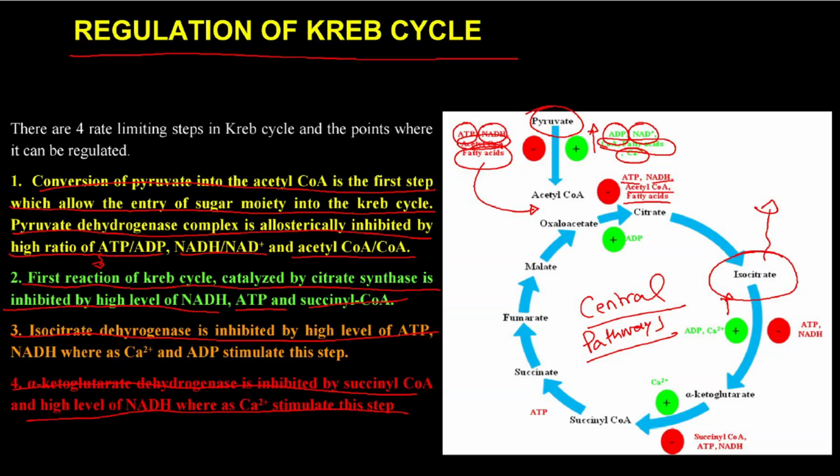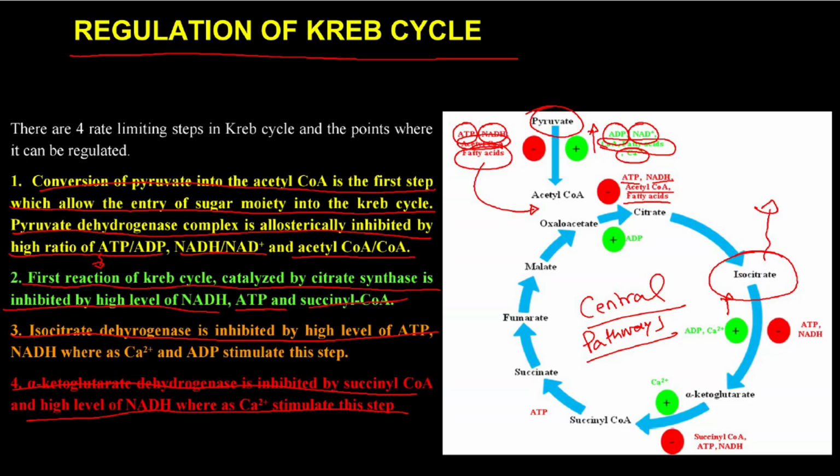So another step at which the Krebs cycle is regulated is the conversion of oxaloacetate to citrate, the functioning of citrate synthase, where high levels of NADH, ATP and succinyl coenzyme A will inhibit the enzyme and will stop the cycle.